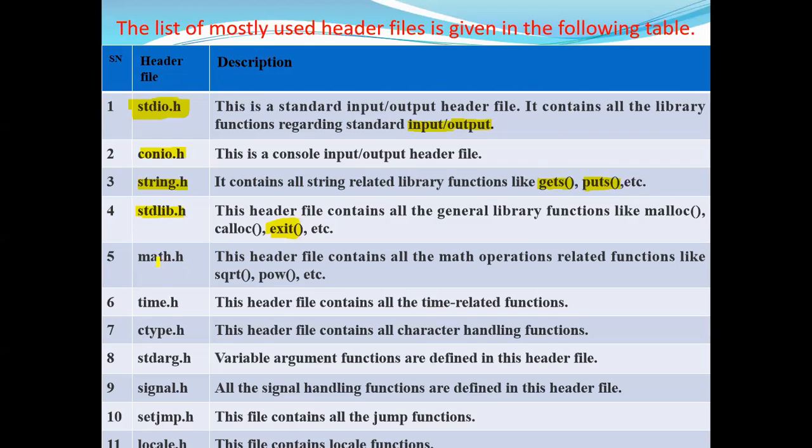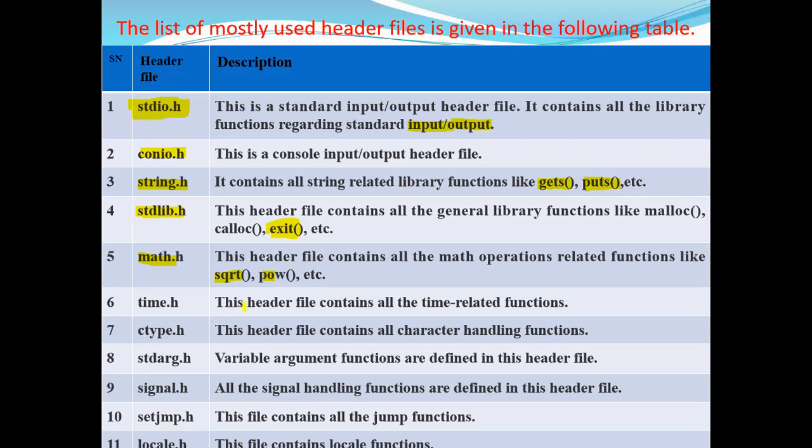Next is math.h. I think we have probably used this header file, that is, functions like square root and power. These are mathematical operations. This header file contains all the math operation related functions, like sqrt is square root, pow is power to the power of, etc., which can be used from math.h.